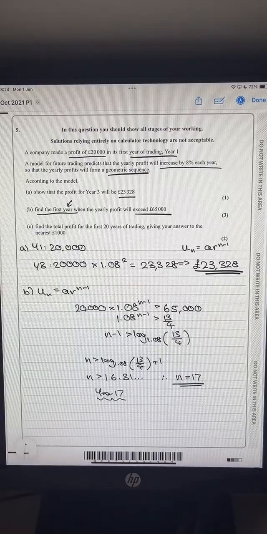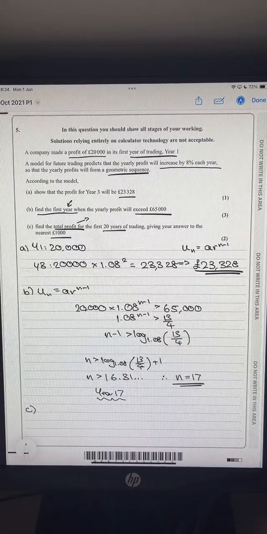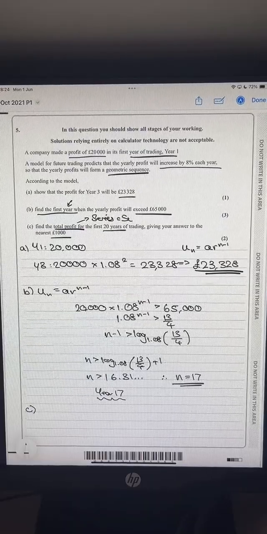And that's all you have to do for part B. This is not foundation GCSEs, this is A-level maths. Okay, part C. Find the total profit for the first 20 years of trading, giving your answer to the nearest £1,000. So I'm being told total profit, so I'm now thinking geometric series, because I'm trying to find a sum.